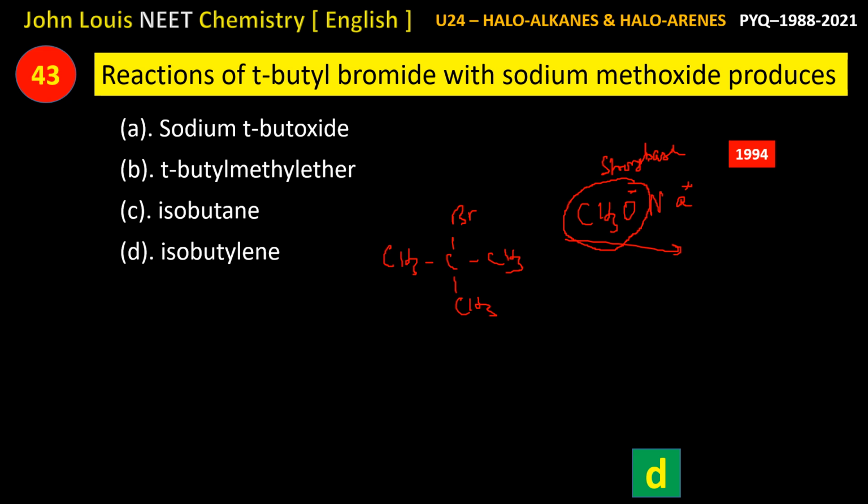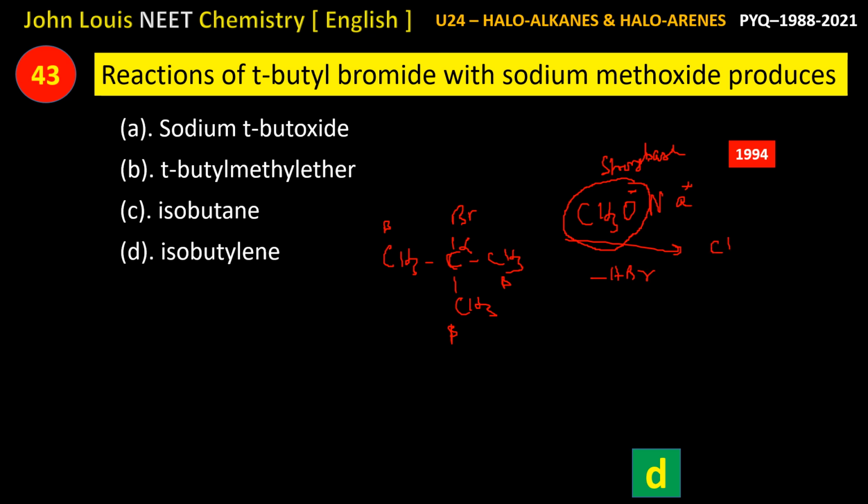Alpha beta elimination reaction will take place. Therefore, bromine from this alpha carbon and hydrogen from one of the beta carbons, all of them are beta carbons. One of the hydrogens from any one of the beta carbons will combine with this Br, and HBr will be eliminated. Therefore, minus HBr.